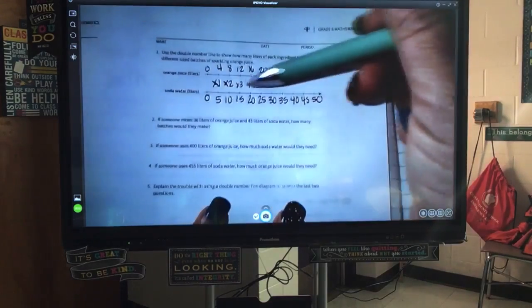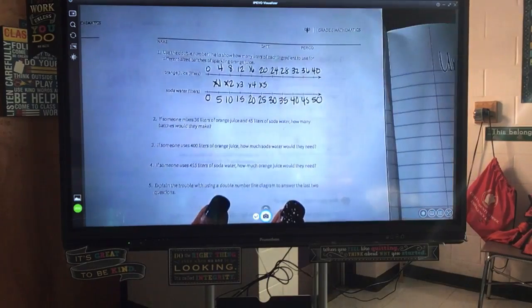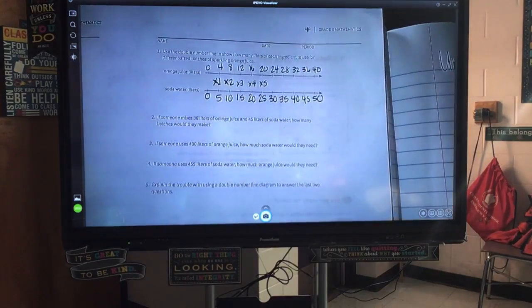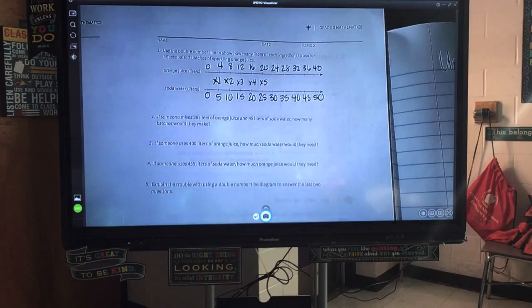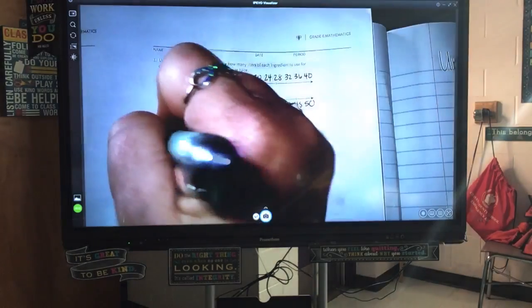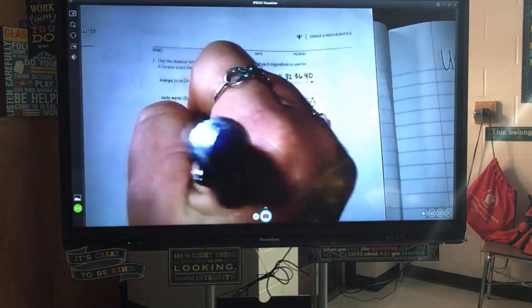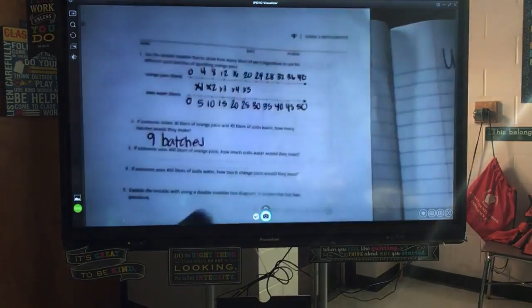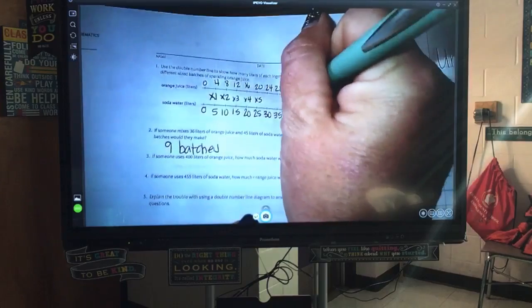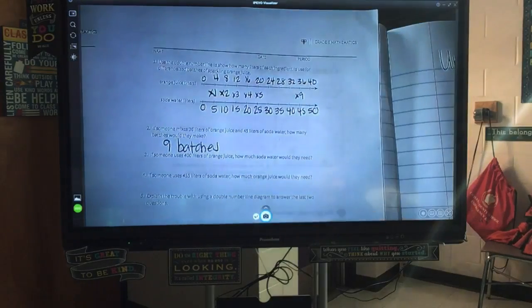So if I continued going, I'm going to figure that out. How many batches can you make with 36 liters of orange juice? Excuse me, 45 liters of water, or soda water. Jonathan? You would need 9. So you would be able to make 9 batches, so essentially this is times 9 right there.